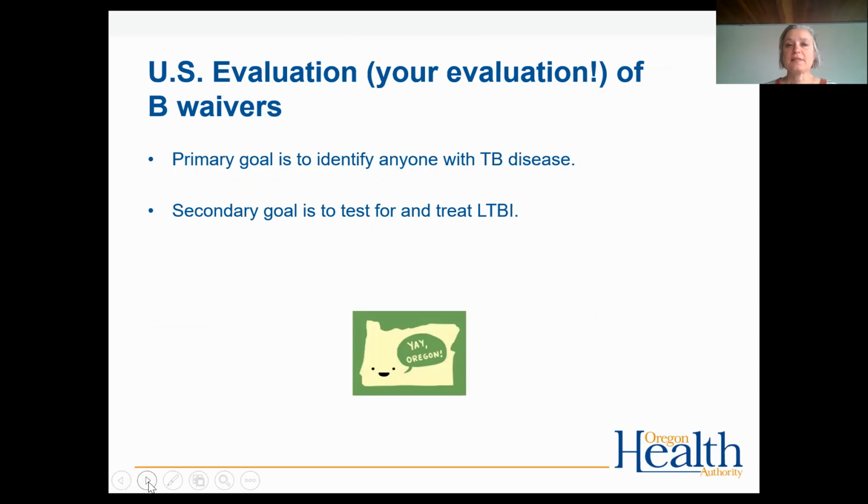So in the US evaluation of B-Waivers, your primary goal is going to be to identify anybody coming into the country with TB disease. And your secondary goal is to test and treat for latent TB infection.